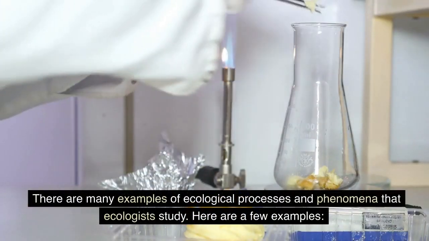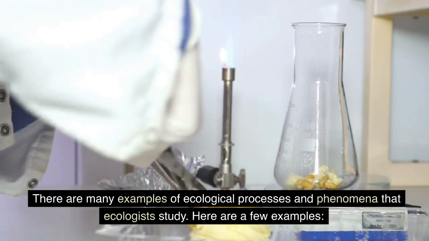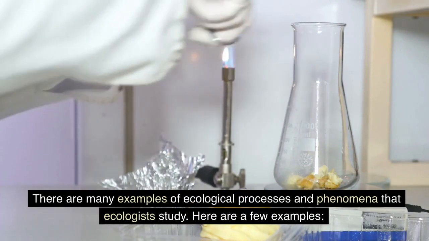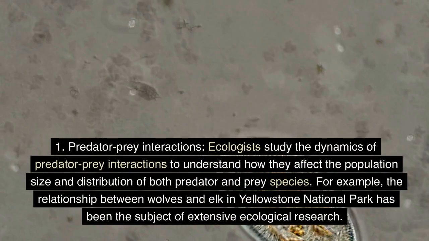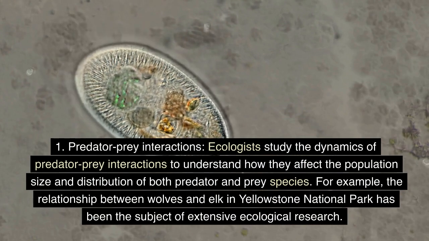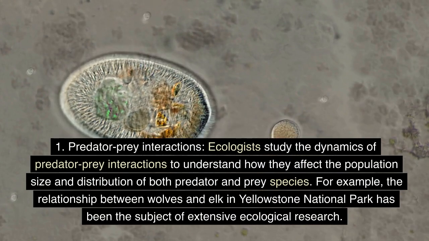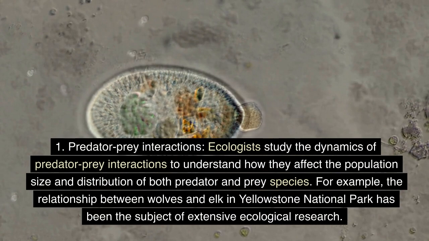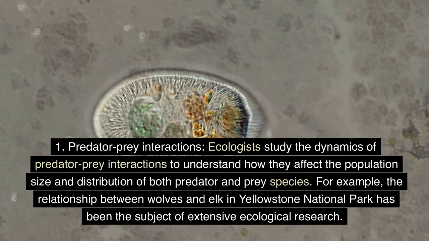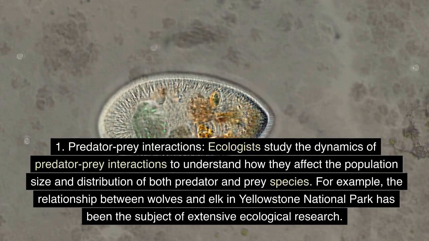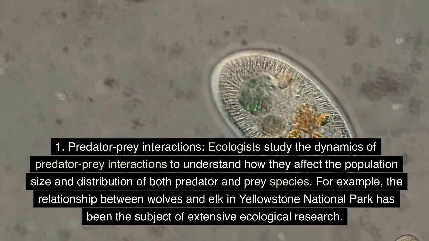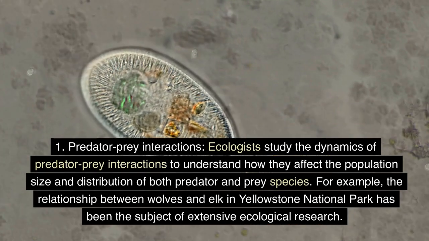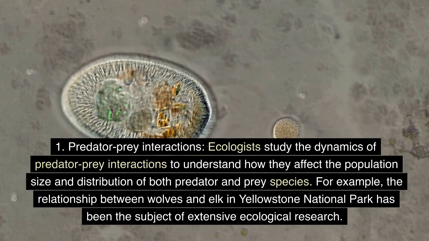There are many examples of ecological processes and phenomena that ecologists study. Here are a few examples. 1. Predator-prey interactions. Ecologists study the dynamics of predator-prey interactions to understand how they affect the population size and distribution of both predator and prey species. For example, the relationship between wolves and elk in Yellowstone National Park has been the subject of extensive ecological research.